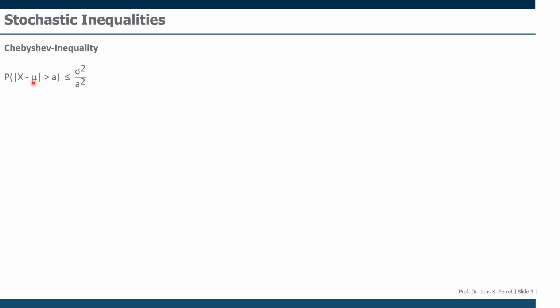So here we talk about a deviation from the mean, whereas with the Markov inequality we're talking about the probability of a random variable being larger than value a. Well, how can we get to this Chebyshev inequality? I'm just going to sketch the proof here.